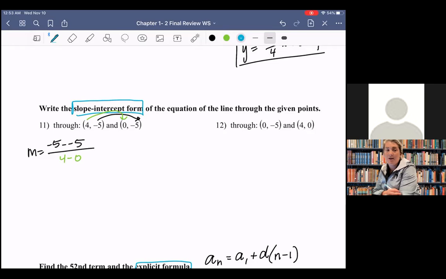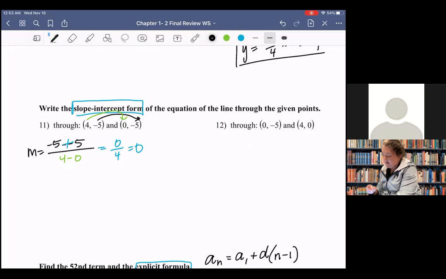Otherwise, your slope will be upside down and it'll make the whole problem wrong. So -5 minus -5 is like -5 plus 5. So that's 0/4. Okay, 0 over a number is okay. It's just 0. So apparently my slope is 0. That means it's just a flat line. But let's go ahead and plug it in.